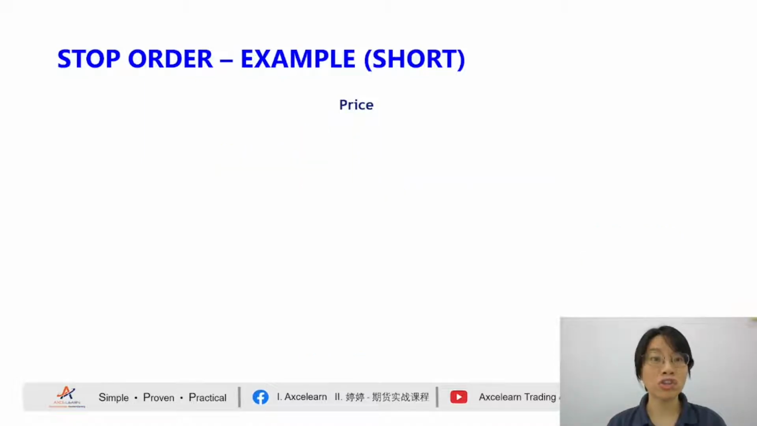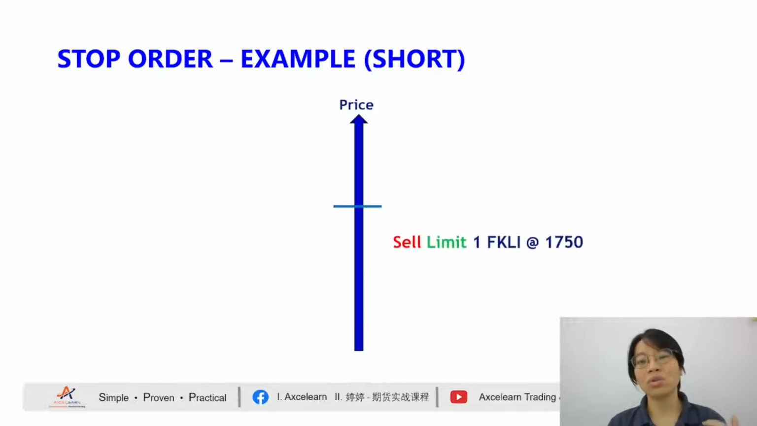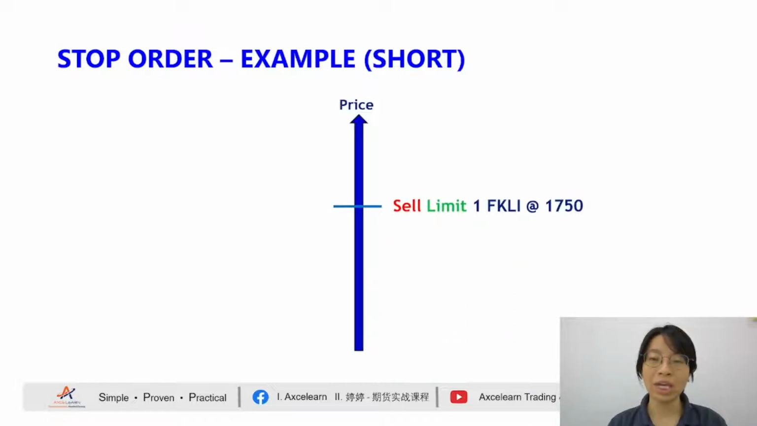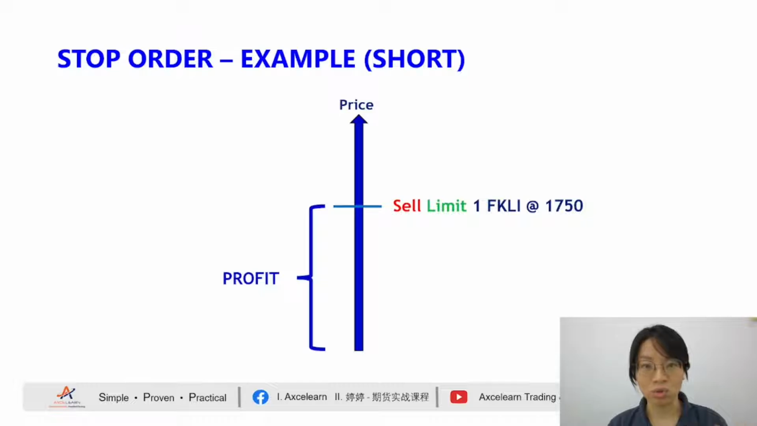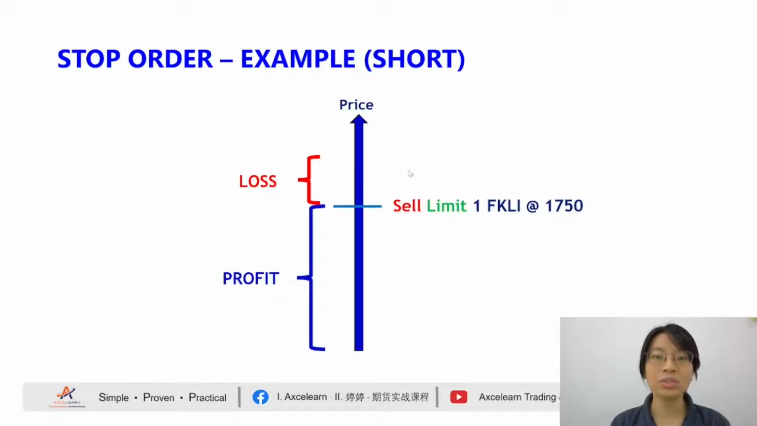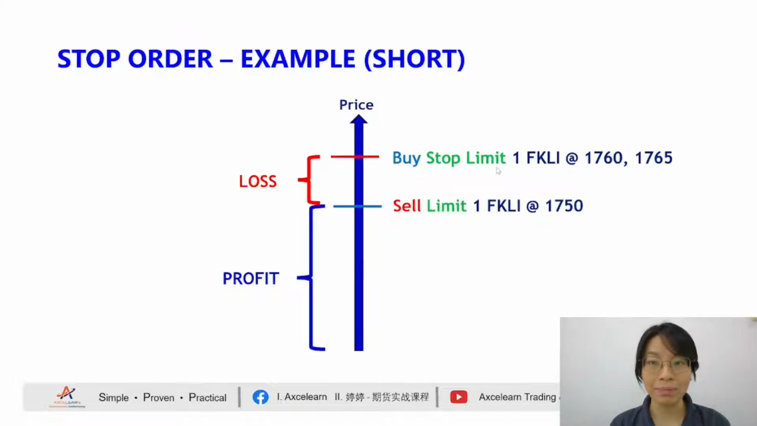Now, in terms of short position, again, we are going to look at the stop limit. So if I'm going to sell one contract of FKLI at the price of 1,750, if the market starts to drop, I'm having a profit. If I'm having profit, there's no problem. Now, if the market starts to move higher, I'm having a loss. If I'm having a loss, then here's the place that I need to put a stop order or stop limit order. Since this is a sell order, this is definitely a buy. So we are going to have a buy stop limit, for example.